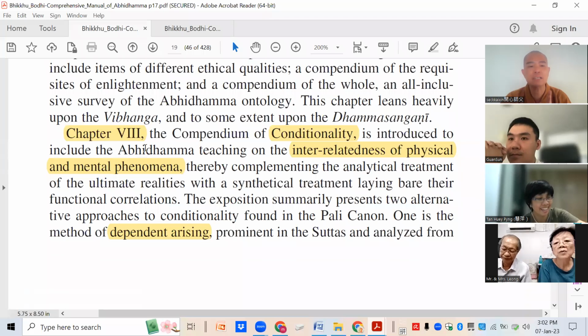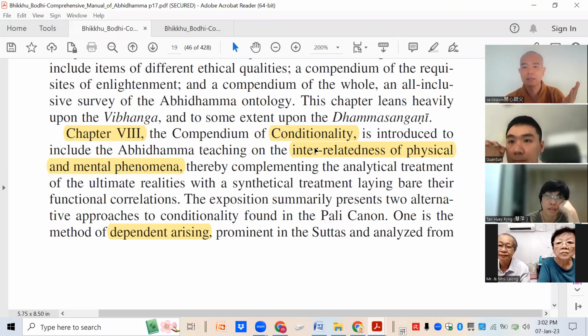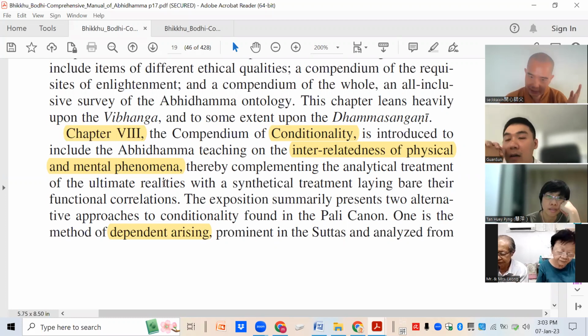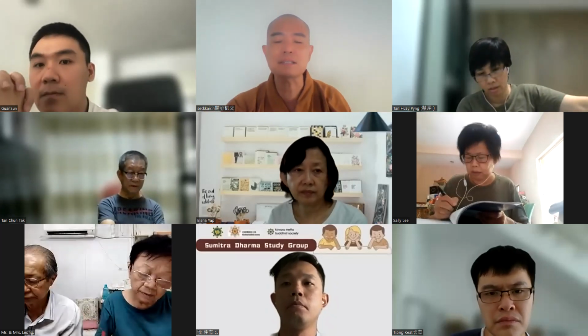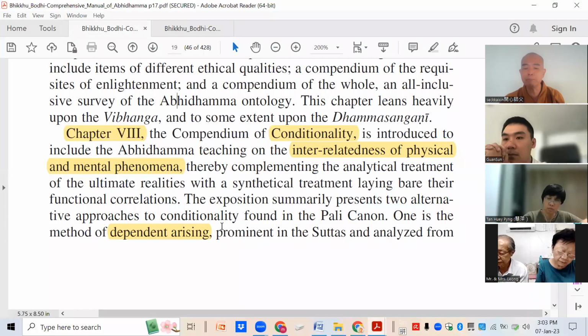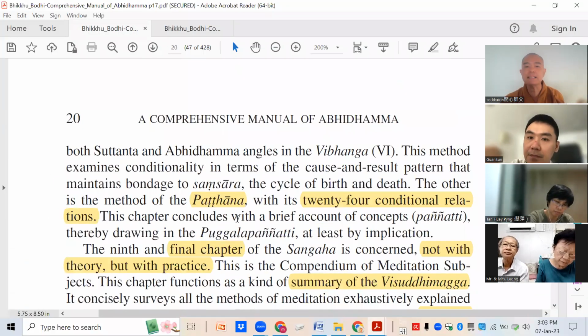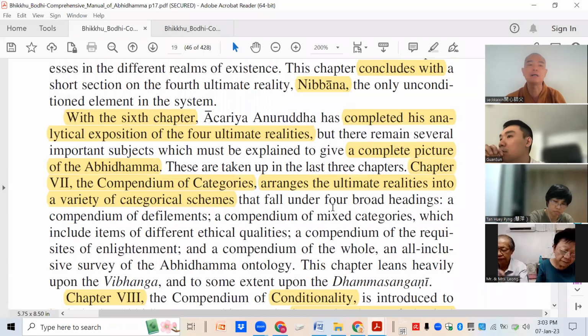If it's a yes, actually in chapter number 8, we try to put all things together. Number 1, we call it what? Conditionality. What does it condense? Interrelatedness of physical and mental phenomena. Yes, so that is why we have to study this chapter. After we segregate everything, we have to combine it all together, to make the whole system look more complete. So there are two important parts. Number one is dependent arising. Second is the 24 conditional relations. This is in chapter number 8.